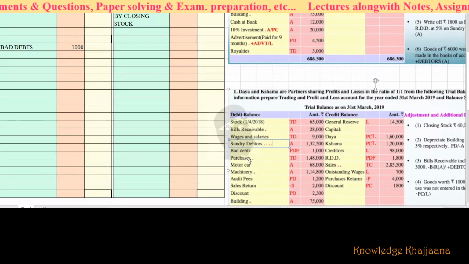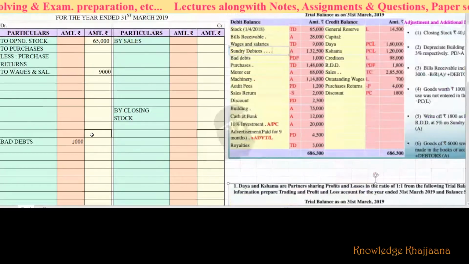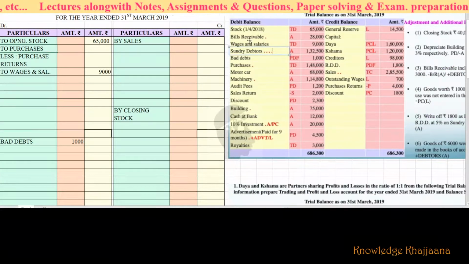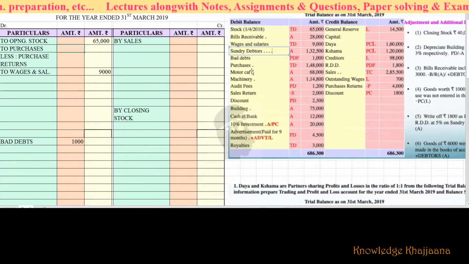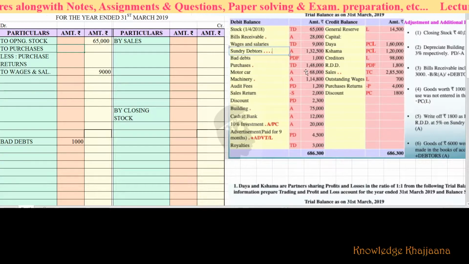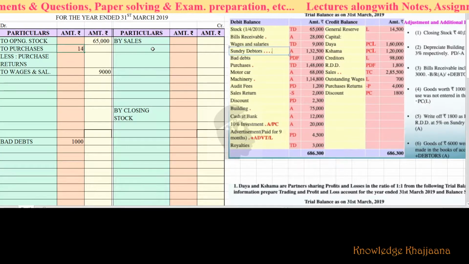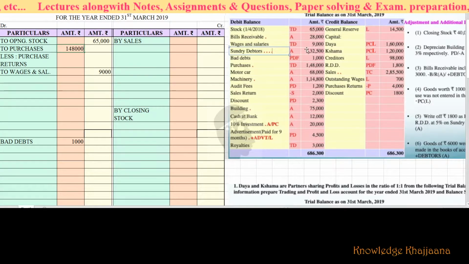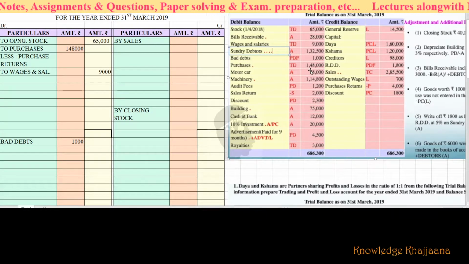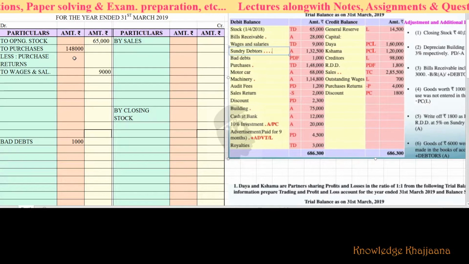Then purchases. Where will purchases come? Trading account debit side, rupees 1 lakh. There is an adjustment, right? We have made a dot, so purchases 1,48,000. Okay, purchases are there, we have made the entry.